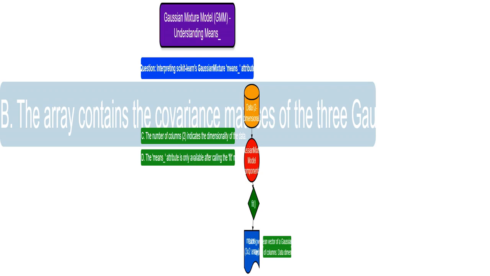This statement is incorrect. The covariance matrices are stored separately in the covariances_ attribute of the Gaussian mixture object, not in means_. means_ focuses only on the average values or centers of the Gaussian distributions. Remember the difference between mean and covariance.